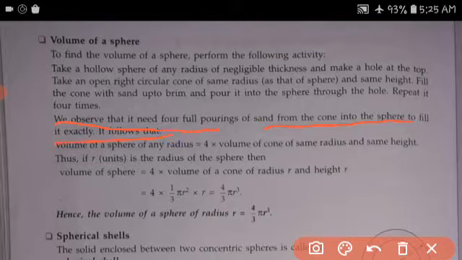We observe that it takes exactly 4 full pourings of sand from the cone to fill the sphere. So the volume of a sphere of any radius is 4 times the volume of a cone of the same radius and same height. Thus, let R units be the radius of the sphere. So the volume of the sphere is 4 into the volume of a cone of radius R and height R. Now the volume of a cone is 1 by 3 pi R cube. Hence the volume of a sphere of radius R is equal to 4 by 3 pi R cube.